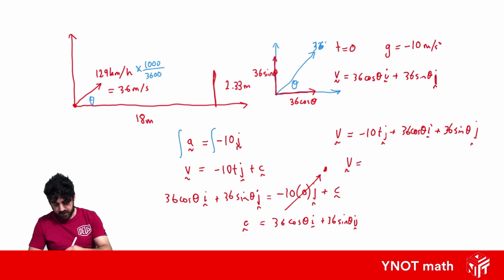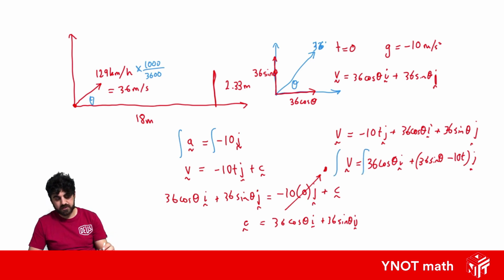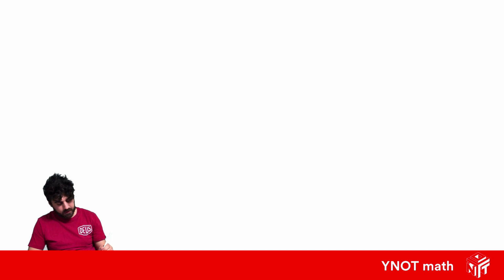And just tidying that up, bringing the i's and j's together, so we get 36 cos theta i plus 36 sine theta minus 10t j. Again, we can integrate both sides of this to get our displacement vector. So integrating our velocity is going to give us our displacement, and integrating each one of our terms in our velocity vector.